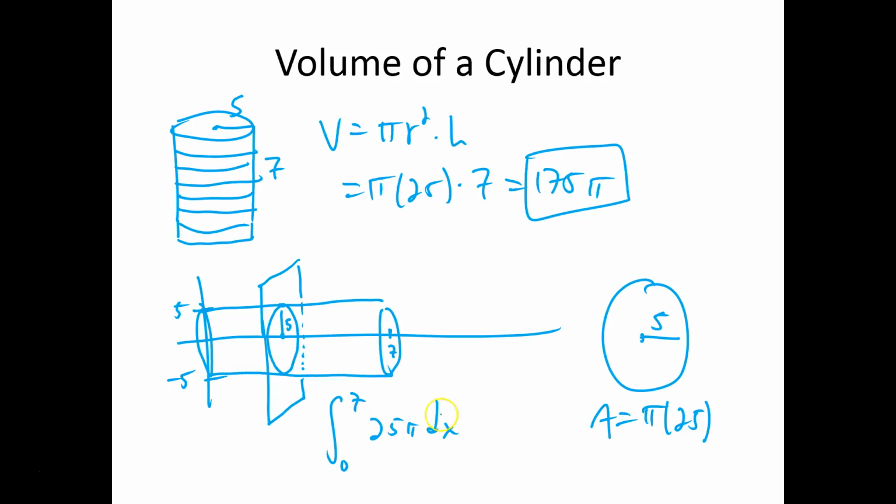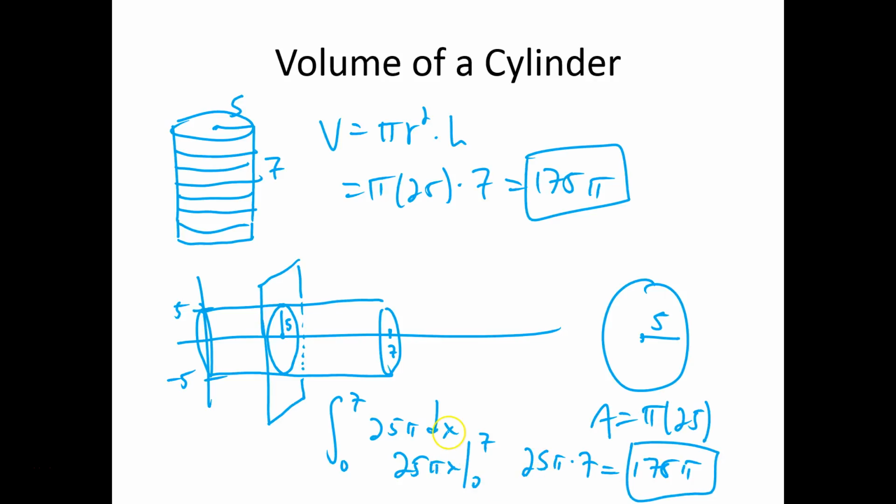So we could pull the 25 pi out. The antiderivative here is 25 pi x, evaluated from 0 to 7. 7 plugs in, 25 pi times 7, which is 175 pi.